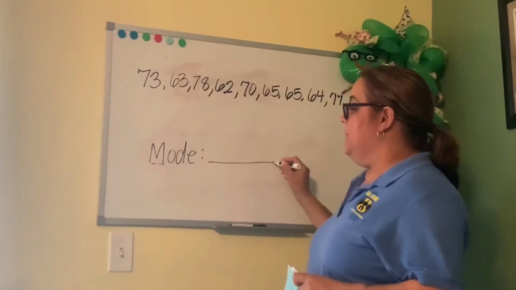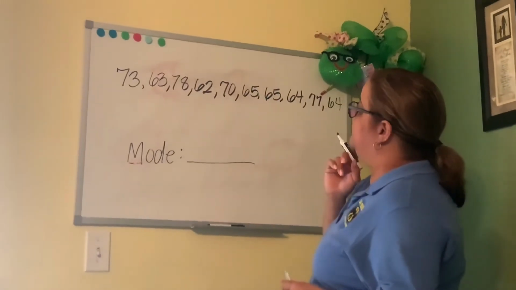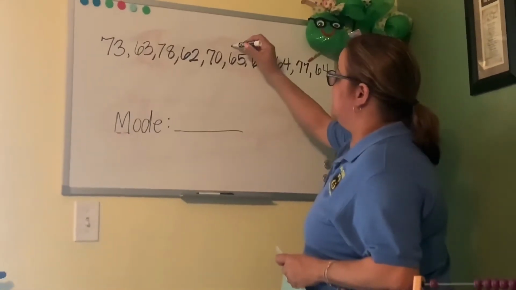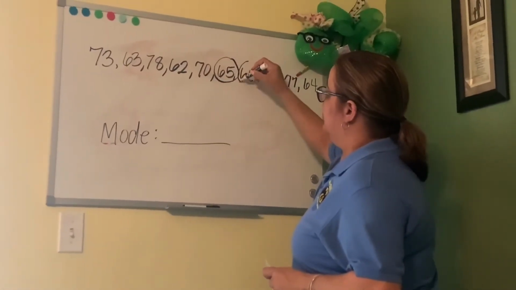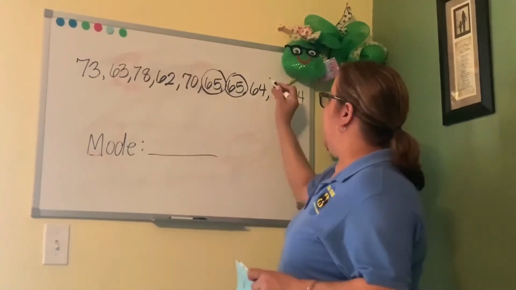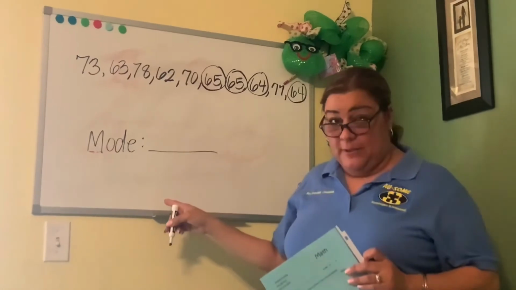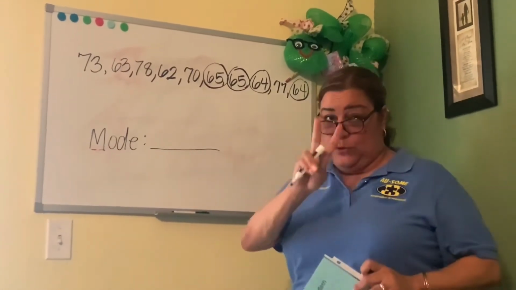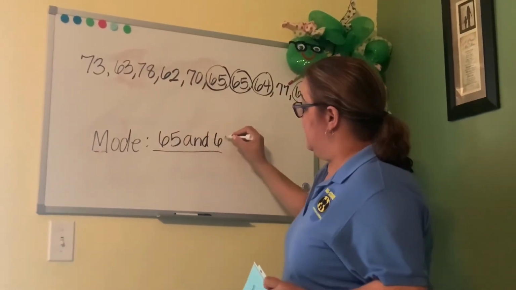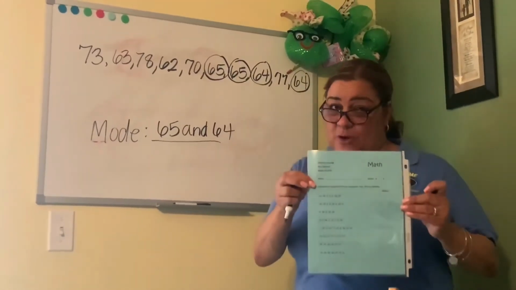We are finding mode, the number that appears the most. So I look at my numbers and I think, let me see. Oh, I see that there's a 65 here, 65 again. So I think, oh, wait a minute. I see a 64 here and another 64. So for this particular exercise, this problem, you have two modes, 65 and 64. And that's okay. You can have one number or more than one as your mode. That's the answer for number 1.